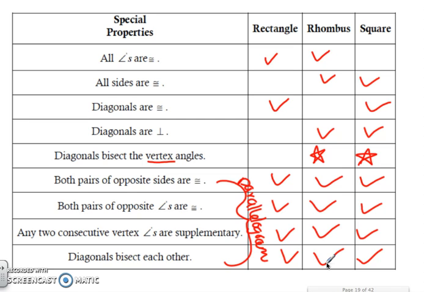Now on the bottom part, it gets a little bit tricky here, and I'll talk about that in a second. So all angles are congruent in a rectangle and a square. But hold on, not a rhombus. It is true in a square, not a rhombus. All sides are congruent in a rhombus and a square. The diagonals are congruent in a rectangle and a square. And then the diagonals are perpendicular in a rhombus and a square. Now what this means, the diagonals are bisecting the vertex angles. That means do the diagonals cut the angle in half, okay? And that is true in a rhombus and a square.